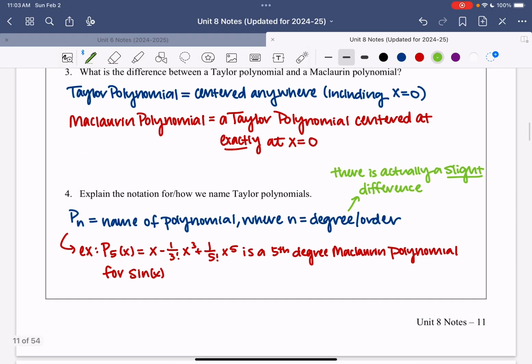Then our notation for naming Taylor polynomials: p sub n will be the name of the polynomial, and n is the degree or the order. We'll talk about there being a slight difference within those, but usually it's the degree of that Taylor polynomial. So if the highest degree is 5, we'd have p sub 5. If our highest degree was 12, we'd have p sub 12. Like in our example, p sub 5, I can see that my highest degree was 5, so we'd say that was a 5th degree Maclaurin polynomial. And this is the Maclaurin polynomial for sine x.